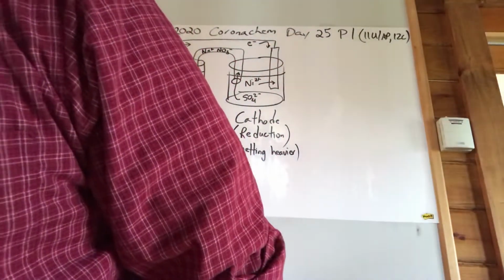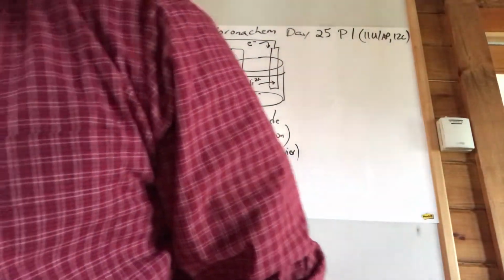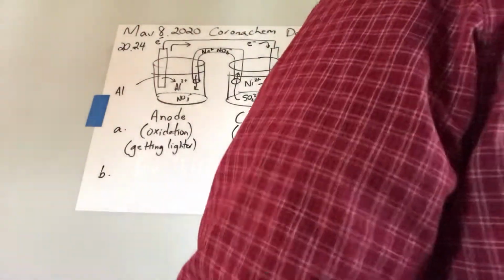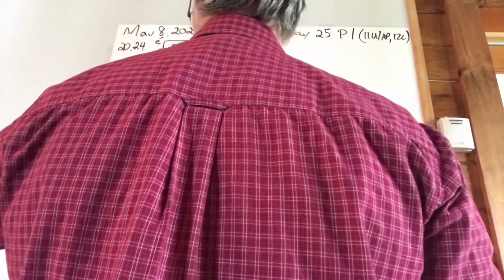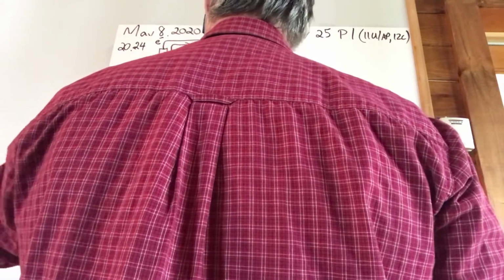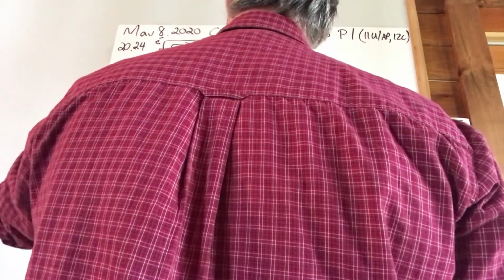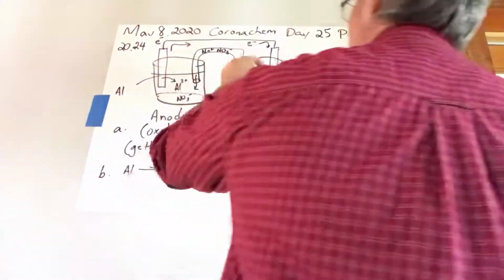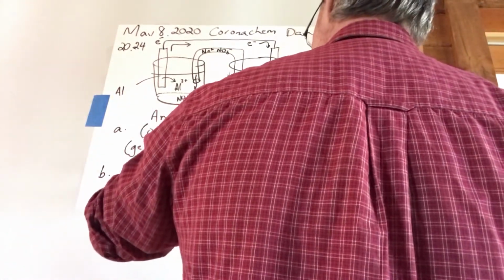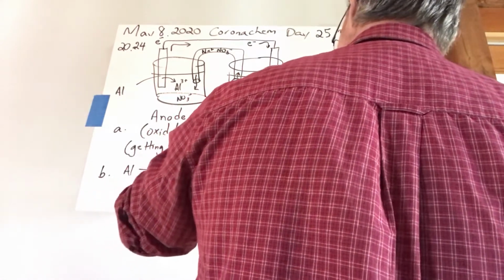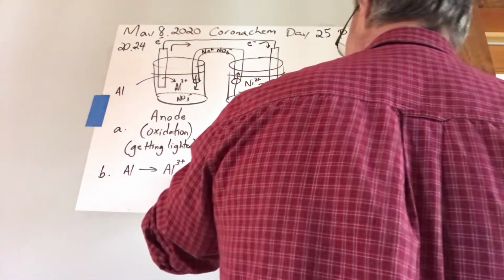B, write the half reactions that occur in the 2 electrode compartments. So in the first case here, let's call this, well, it's the anode. I'll write it under the anode. So at the anode, what you have is aluminum turning into aluminum 3+ plus 3 electrons. And on the cathode compartment, you have nickel 2+ being reduced to form elemental nickel.